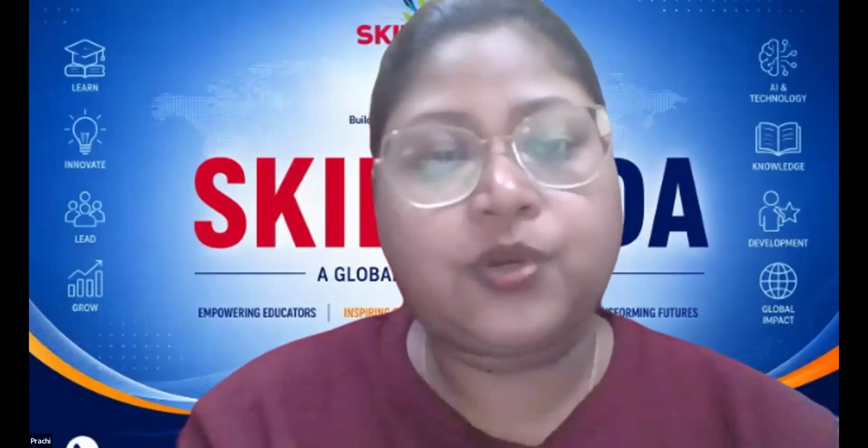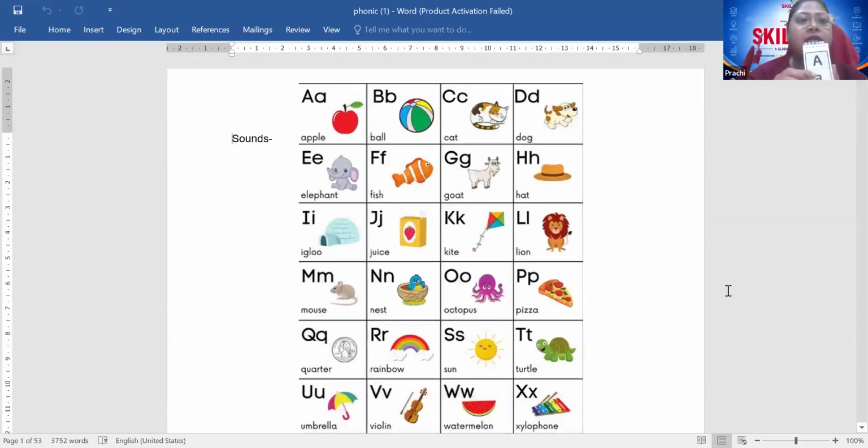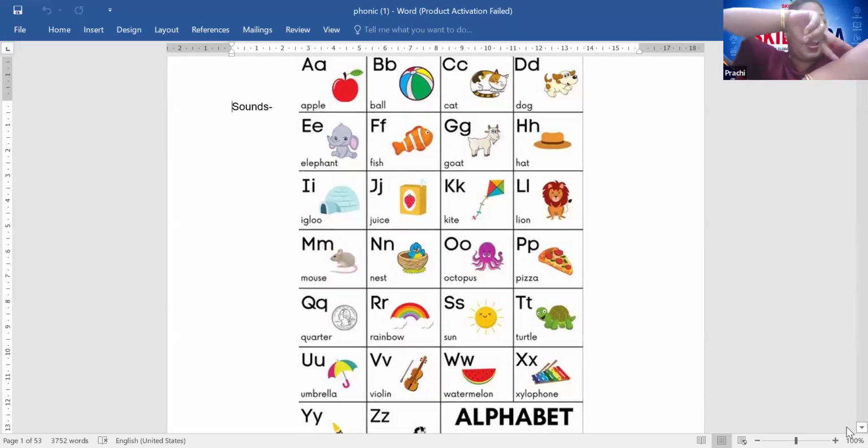Now today we are going to cover all the 26 letters. So let's start with letter A. How are you going to start? Capital A, small a, and the sound of A is A. See, your mouth will open wide. And what is the action of letter A? Ants on my arm, like ants crawling on your hand. When ants crawl on your hand, you feel irritated.